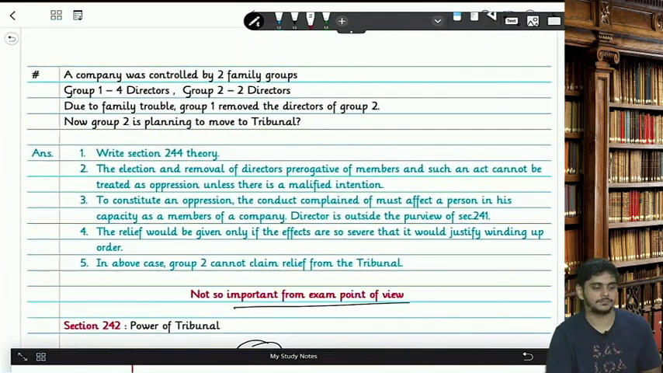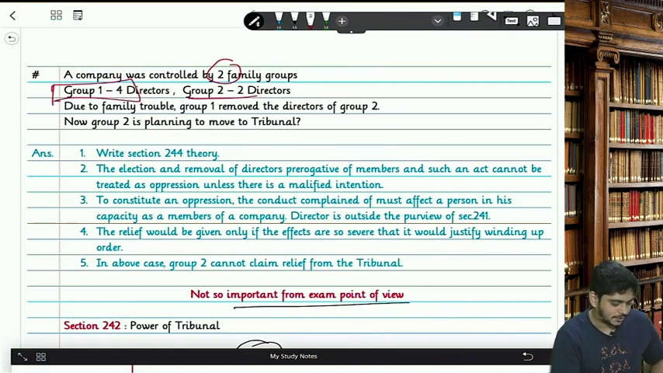Second, a company was controlled by two family groups. Group 1 had 4 directors, Group 2 had 2 directors. Due to family internal trouble, Group 1 somehow convinced the shareholders to remove the directors of Group 2. Now, the Group 2 directors are planning to move to the tribunal, saying that these people have thrown us out. Will they get the relief?